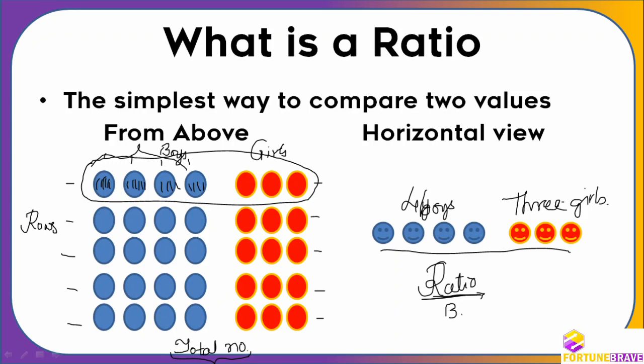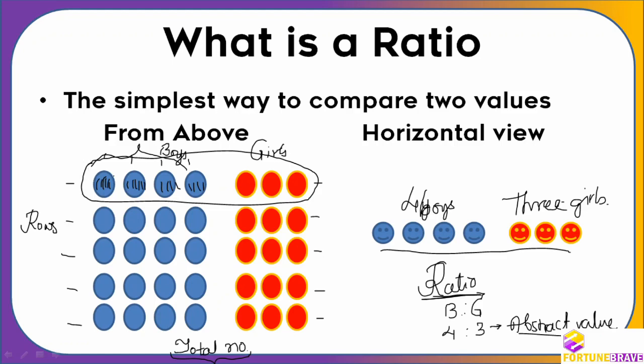If you ask me what is the ratio of boys to girls in this class, I can say 4 is to 3, which is not a real number. This is called an abstract value because this is not the actual value. What is the actual value? Actual value is this.